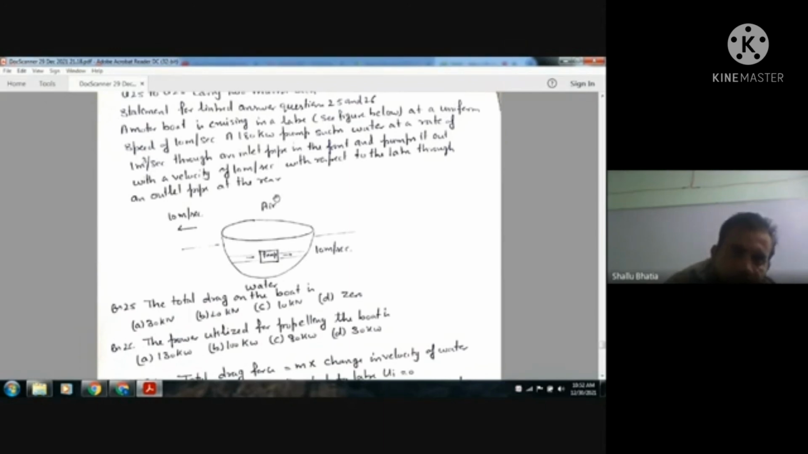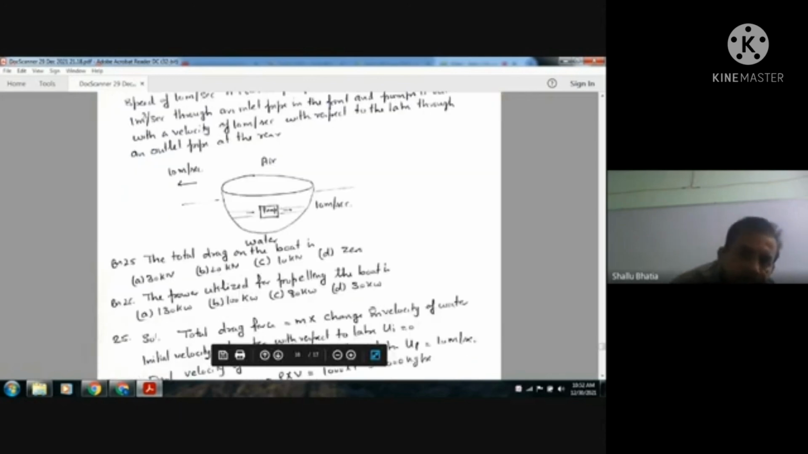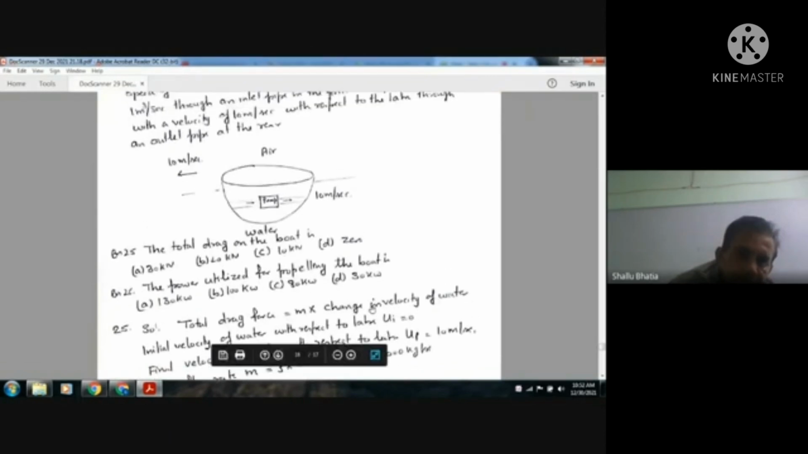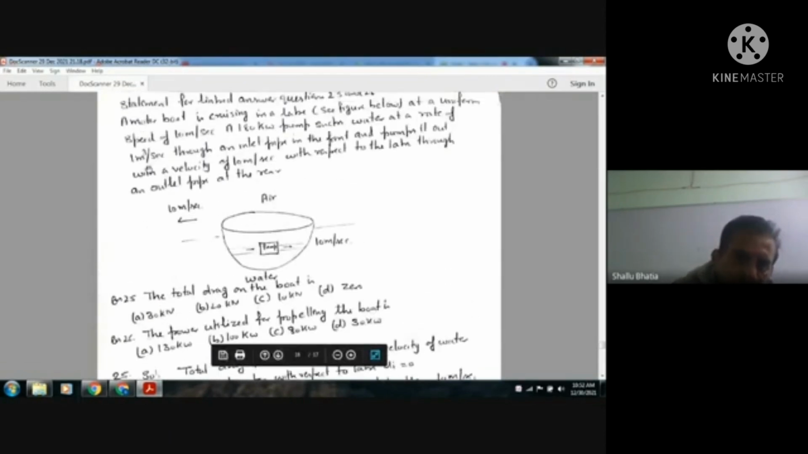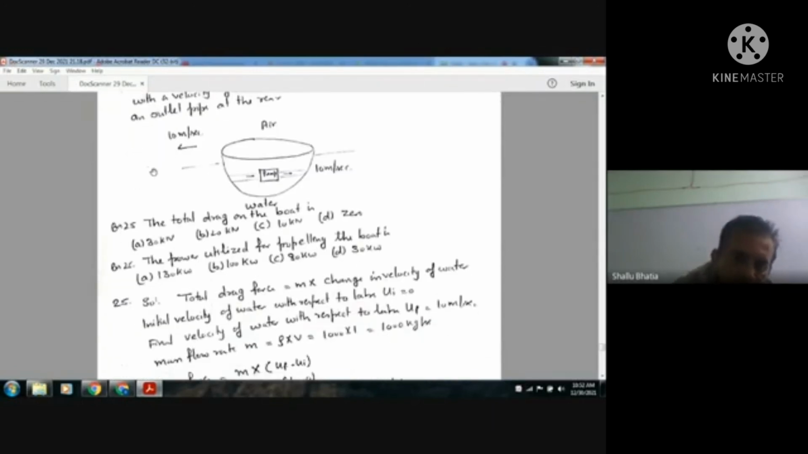Okay, you have to calculate the total drag force on the boat, and the power utilized in the boat. It is given that the volume I am entering in the pump is just 1 meter cube. So mass flow rate is rho into V, that is 1000 kilogram per second.